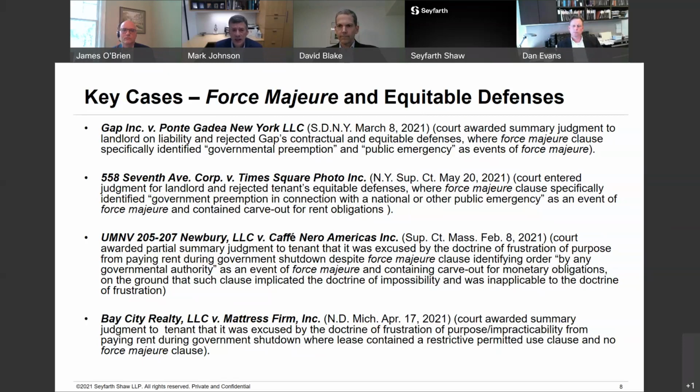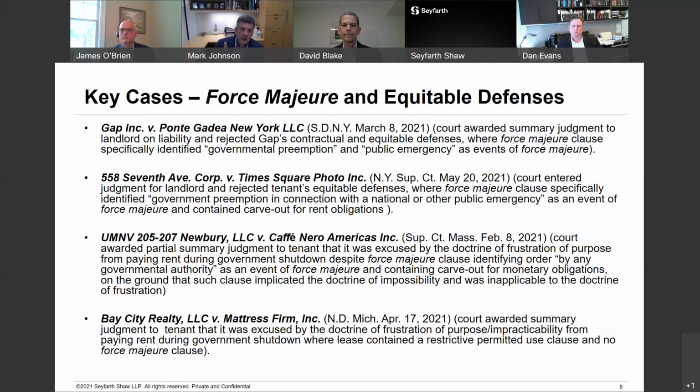So some key themes: where you do have a force majeure clause that identifies government preemption, that pretty much has been the end of the dispute. Probably won't have time to go through all these now.